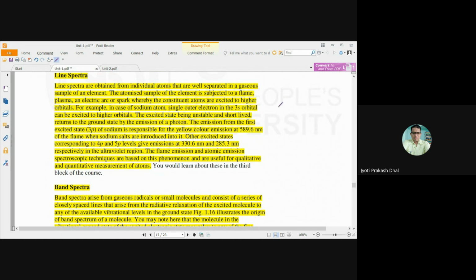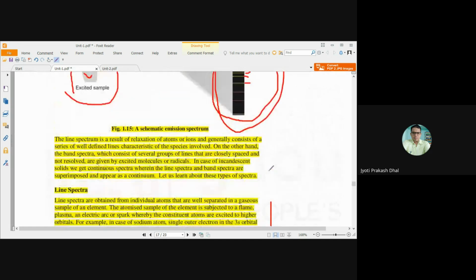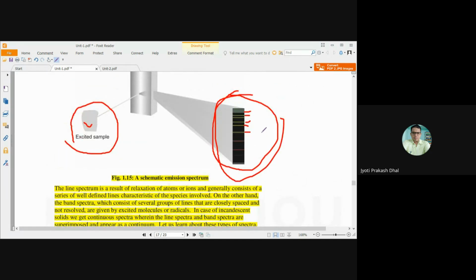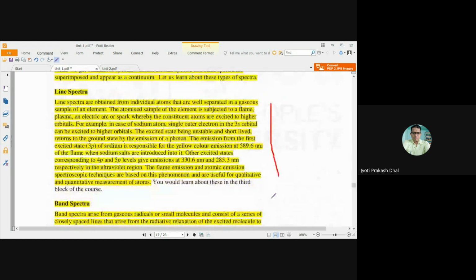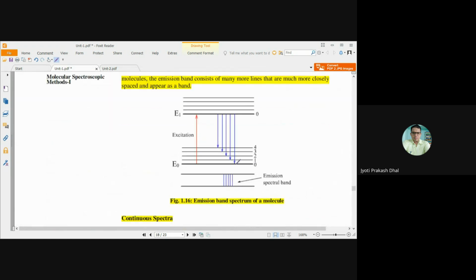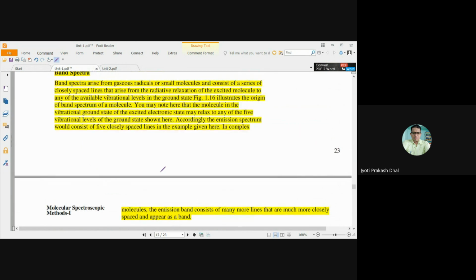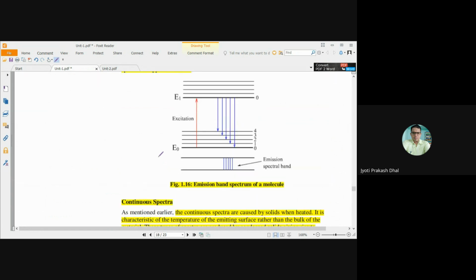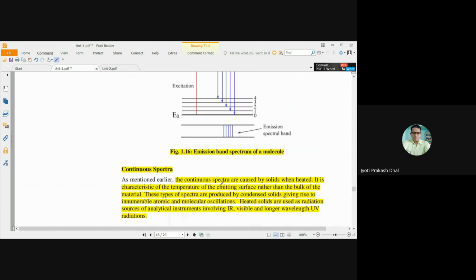And similarly for atoms, you will find line spectra. Line spectra means if you observe the emission spectra of an isolated gaseous atom, only line spectra will be there, just like this. That means discrete lines of particular wavelengths you can observe on a black background. But for molecules, there will be band spectra. Band spectra means there will be a combination of electronic, vibrational, and rotational energy levels. That's why for molecules we observe band spectra.